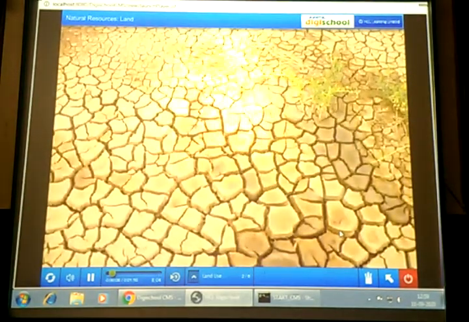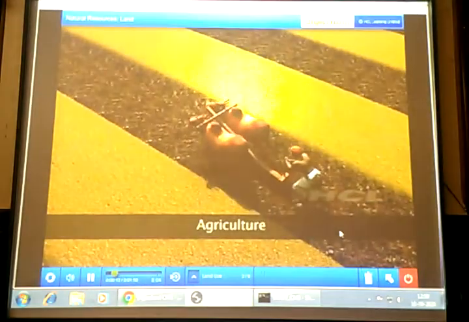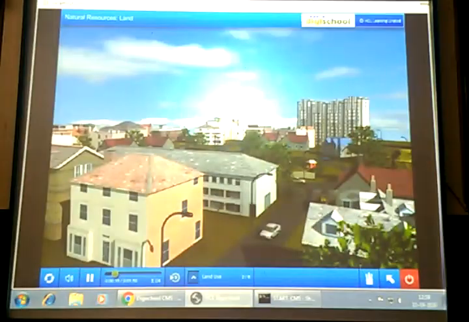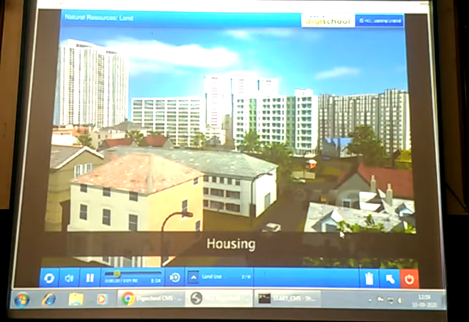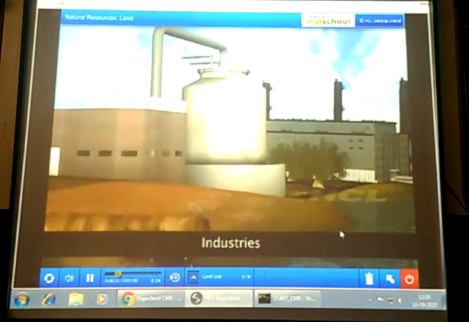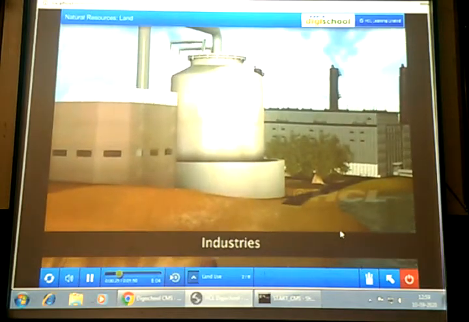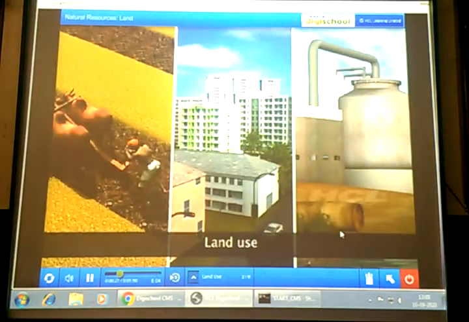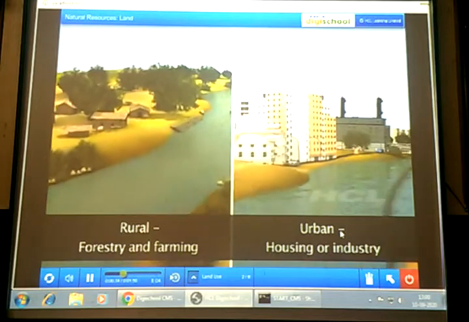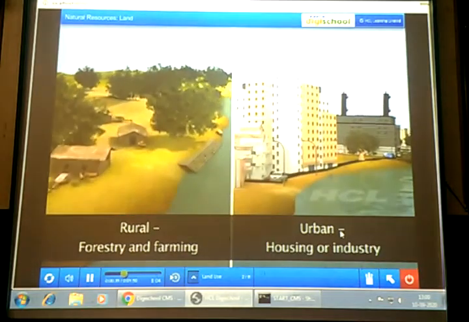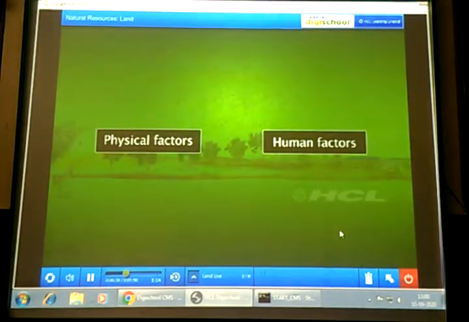We modify land for several purposes, such as to cultivate crops, build houses, or establish industries. And this is called land use. Land use patterns vary from area to area. Both physical and human factors determine land use patterns.